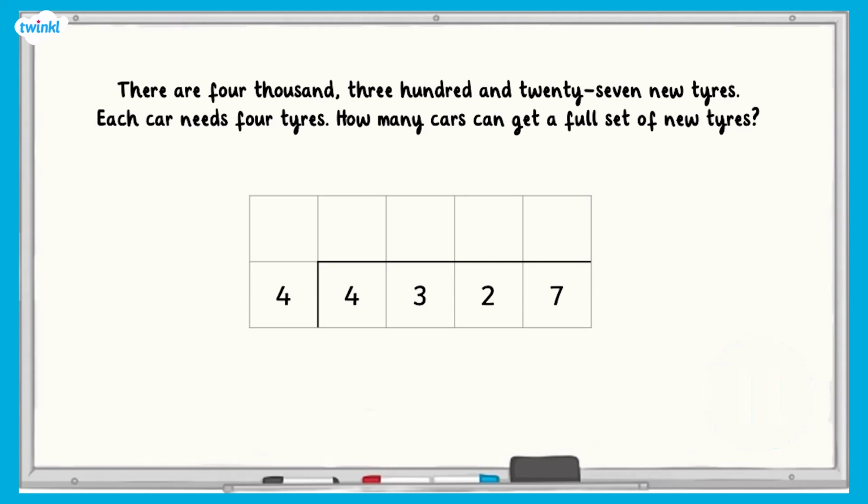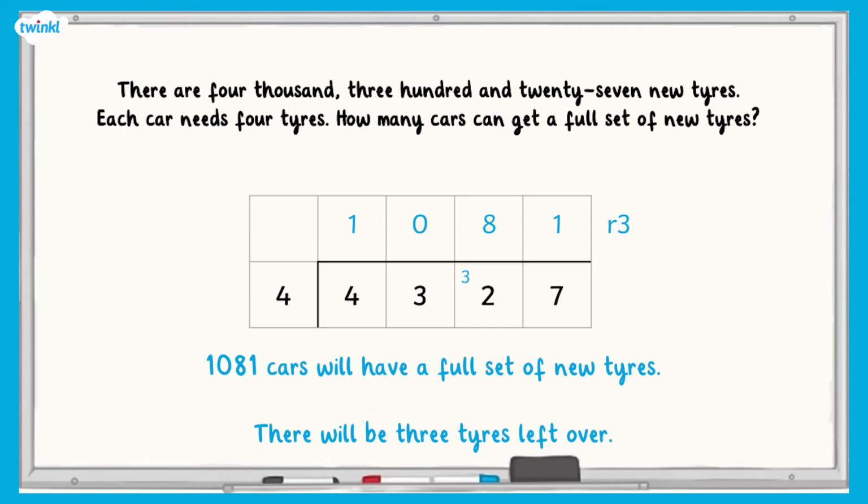The answer to the calculation was 1,081, remainder 3. You can't have remainder 3 cars, so the answer is 1,081. The 3 represents 3 tyres that are left over. I hope this has helped you to understand how to write and interpret remainders when using short division.